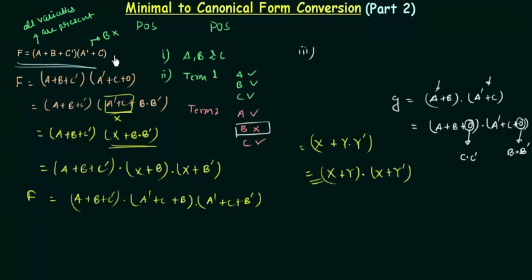This representation was minimal POS, and this representation is canonical POS or standard POS, because every max term has all the variables, whether in normal or complemented form. So it is clear now how to convert minimal SOP to canonical SOP and minimal POS to canonical POS. In the case of POS form, we have to OR 0, whereas in the case of SOP form, we have to AND 1. So this is the difference between the two forms, and the rest of the things will remain the same.